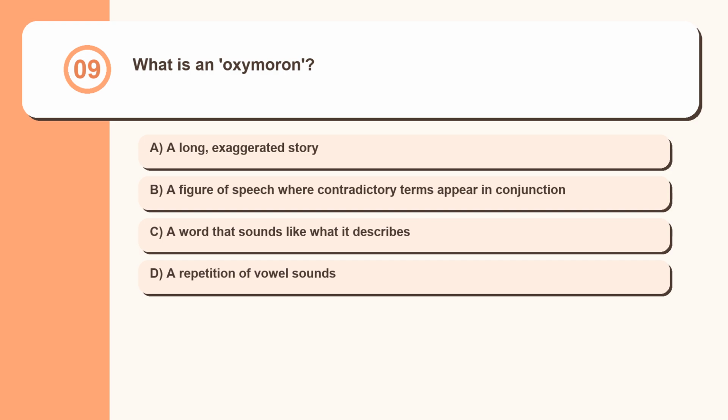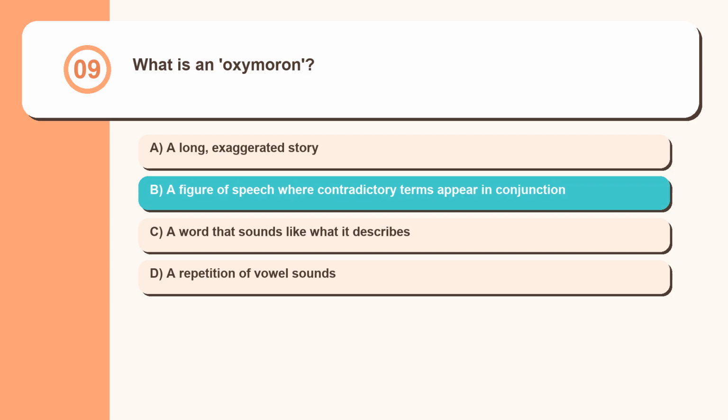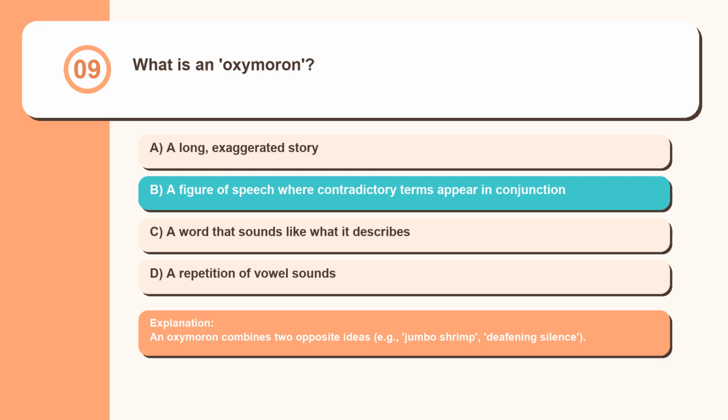Question 9. What is an oxymoron? A long, exaggerated story. A figure of speech where contradictory terms appear in conjunction. A word that sounds like what it describes. A repetition of vowel sounds. An oxymoron combines two opposite ideas. Example, jumbo shrimp, deafening silence.